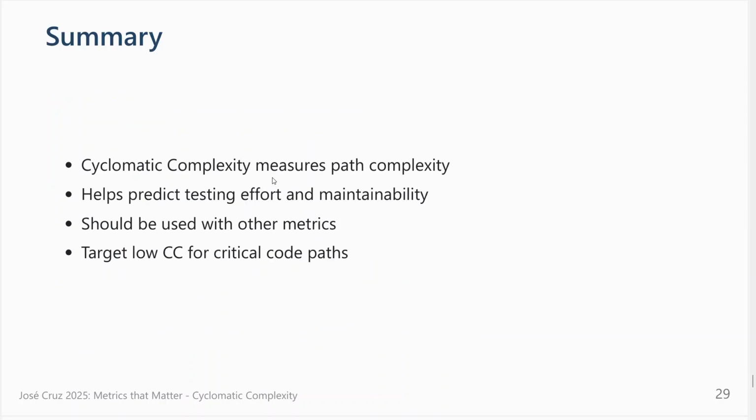So in summary, cyclomatic complexity measures path complexity, helps predict testing effort and maintainability, should be used with other metrics like I told during this video, and target low CC for critical code paths. You should always target as low as possible, but again, remember, in some contexts, sometimes it's not possible, and you have to understand what are the constraints of the project, the context, like the example I said, where we inherit a project. It's not on our side to avoid the complexity or the number of tests, things like that. It is what it is, right?